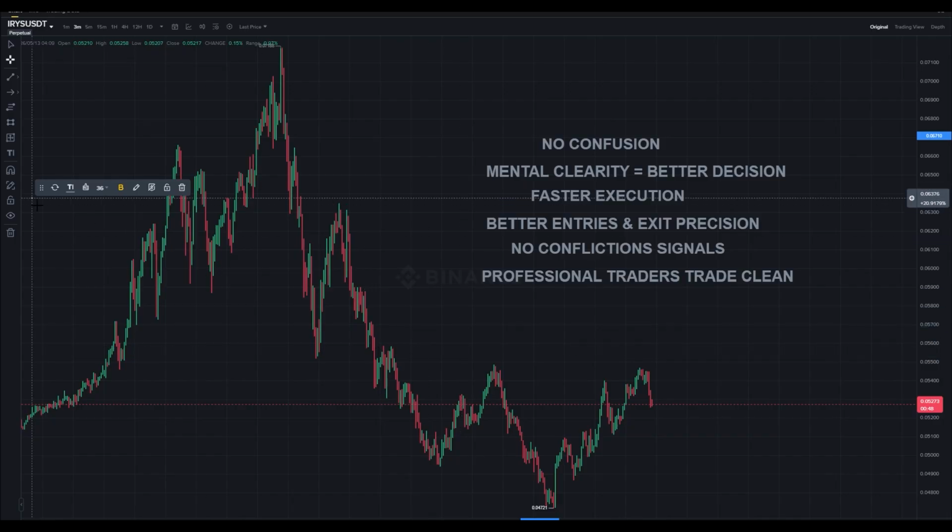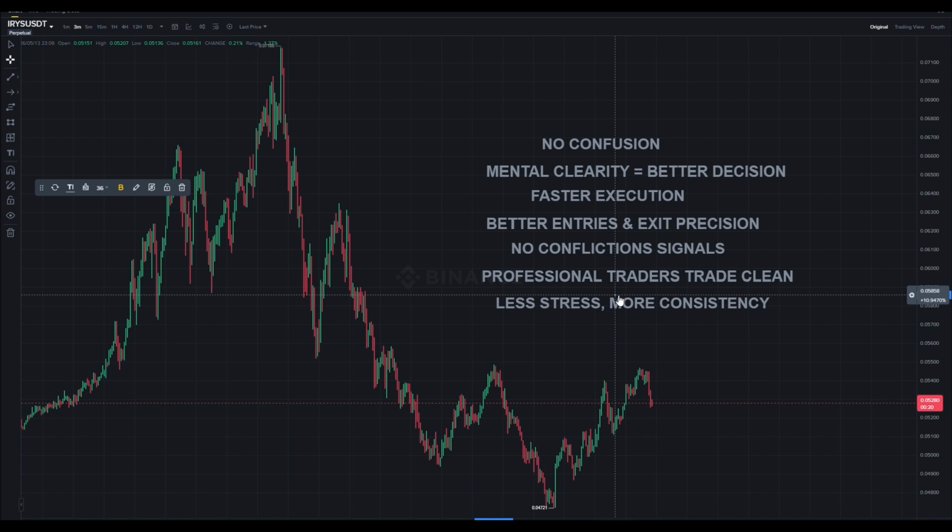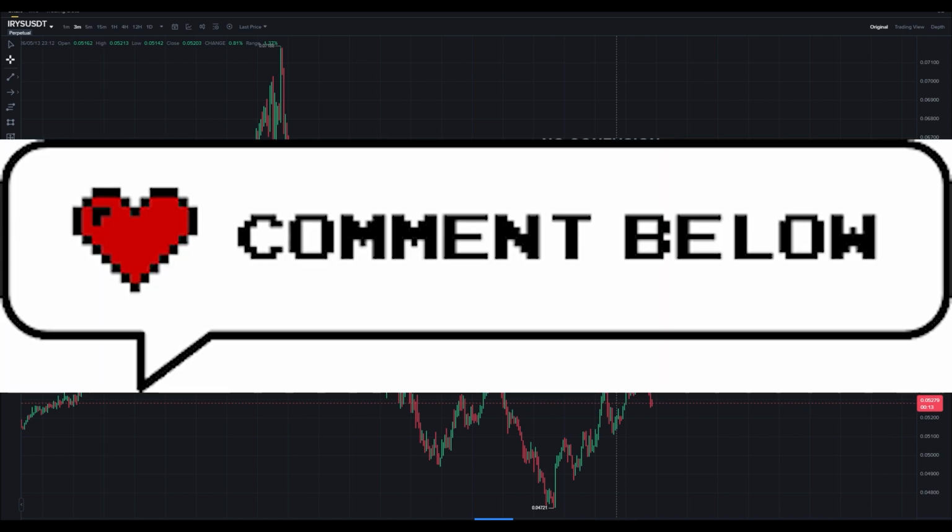Another benefit is less stress and more consistency. And if you are using more than two indicators, then you need to seriously rethink your trading strategy.